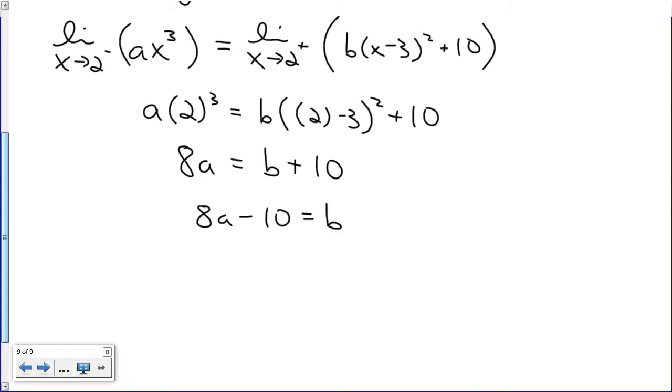And we'll probably use substitution here. We'll get another equation with 2 unknowns. I'll have a system of equations to solve, in essence, and we can use lots of methods to solve that system. But as long as, in this case, I pick a and b so that it satisfies this equation, I've got a continuous function.